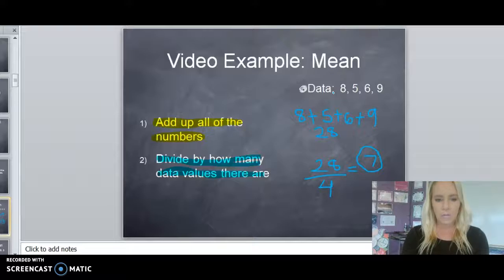So this concludes the video. What you need to do is the student example on the guided notes. This is the concrete version of understanding mean. In class, we're going to talk about some real-world examples and how we can understand the data set and what we can do once we gather this information.